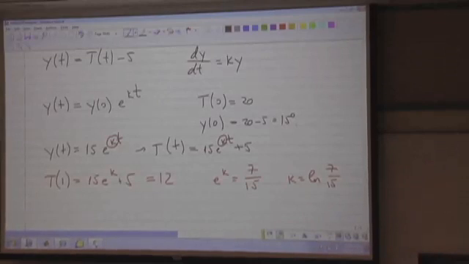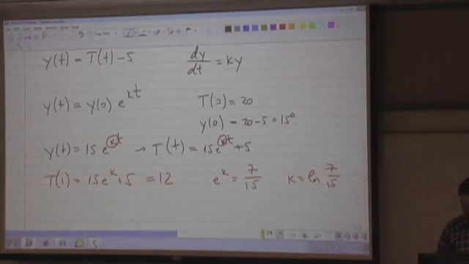So, would you know how to answer it? What is it asking you? What will the reading on the thermometer be after 1 more minute? T of 2, right? We already figured out what k is, so all you have to do is just plug in 2 for t, right? Does that make sense? And as the last question says, when will the thermometer read 6 degrees?